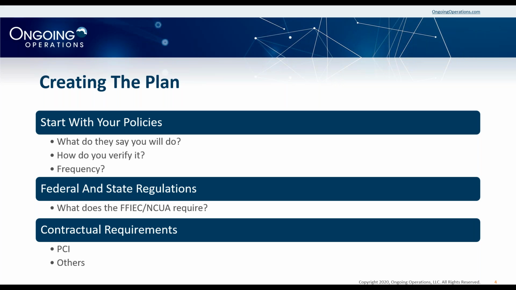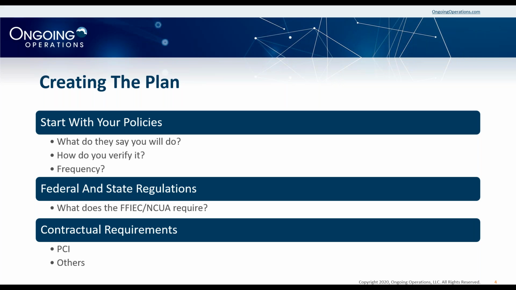The next place we want to look is at federal and state regulations and make sure that our policies and procedures encompass what FFIEC, NCUA, state regulators say that we need to be doing in order to comply with those regulations, right? And ensure that our governance plan properly validates those items.